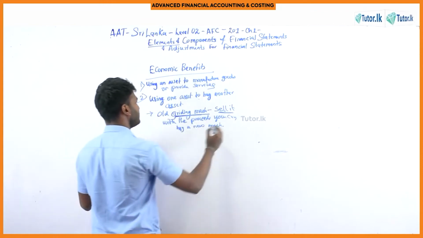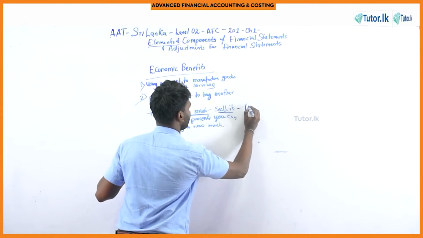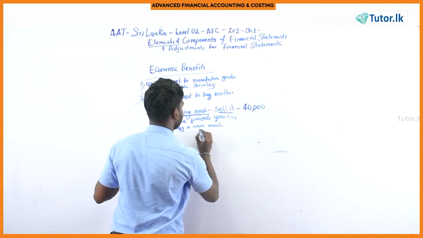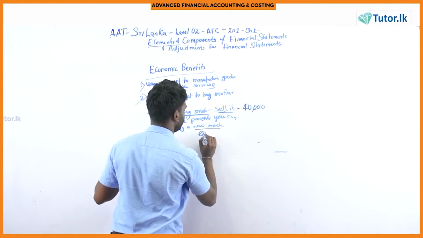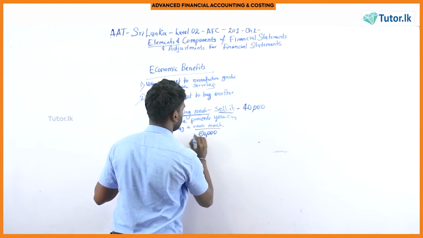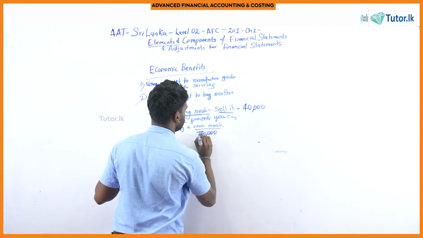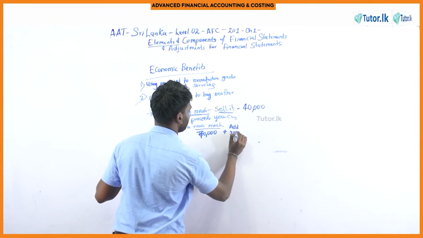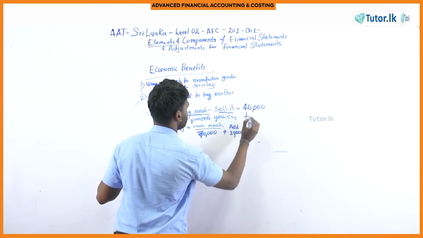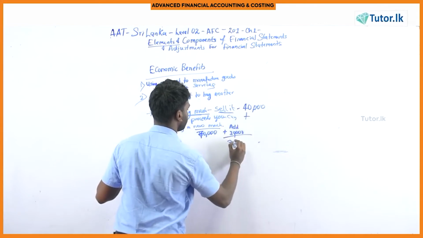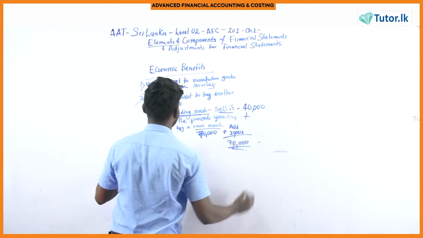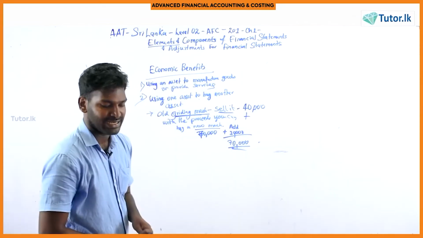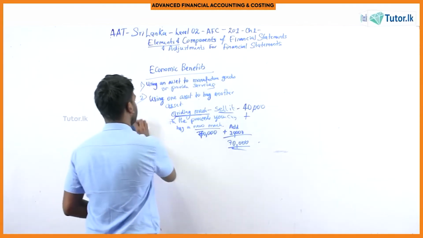So the old machine, if you sell it, say you sell it for 40,000, and the new machine is about 80,000. No, say 70,000. So you have to additionally put in another 30,000, and you can settle this 70,000. So you can use one asset to buy another asset similarly.